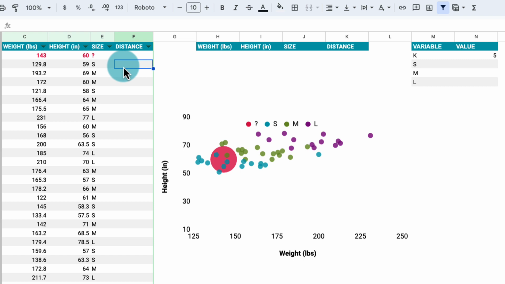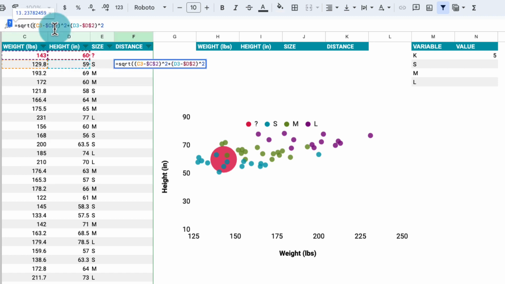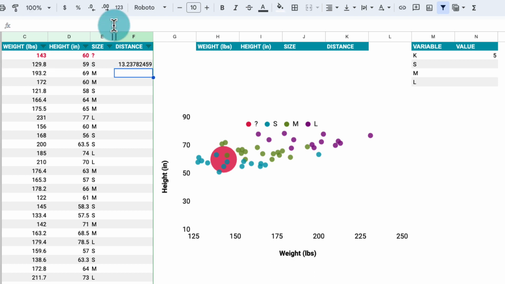So to calculate the Euclidean distance, we want to create an equation. We're going to subtract the weight of any individual against the person we want to make the prediction for, and we're going to square that value. We're going to add to that the squared difference in heights as well. We're going to make this an absolute reference for the person that we're trying to determine the t-shirt size for, because we want to drag this equation down and we want to lock this in place. And finally, we want to put the whole expression within a square root. So this is the Euclidean distance between this person and the person in question.